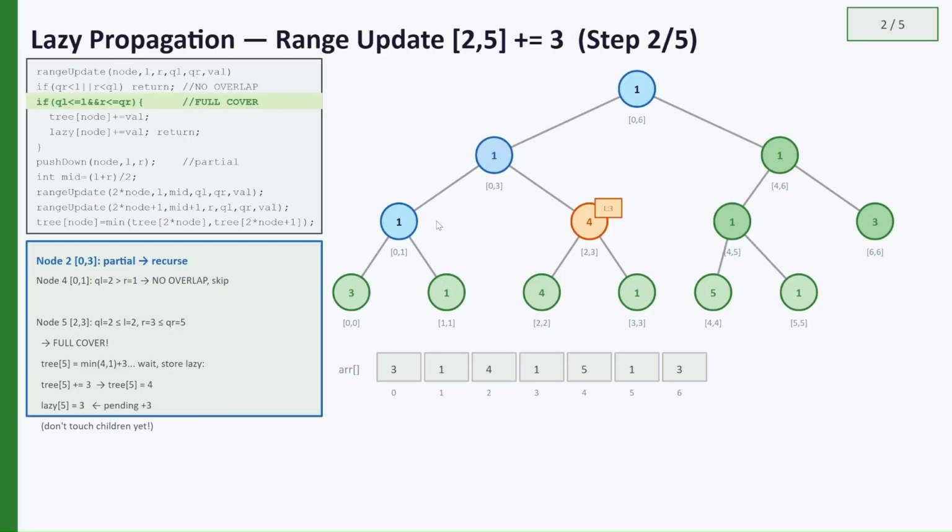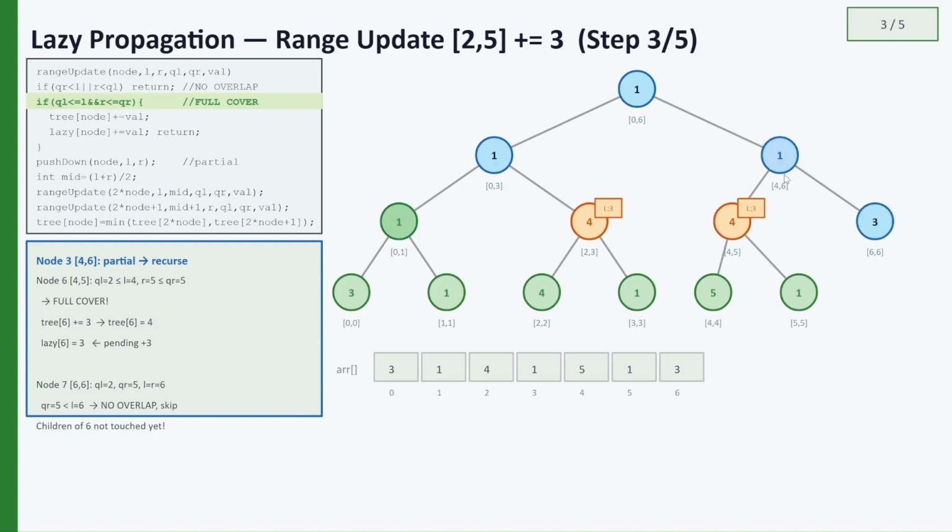Node 4, covering 0 to 1, has no overlap with 2 to 5 at all. We skip it immediately. Node 5, covering 2 to 3. Here is the key moment. 2 to 5 fully covers 2 to 3. So instead of recursing into node 5's children, we do exactly 2 things. Add 3 to tree 5 and store lazy 5 equal to 3. The orange badge here on the node is the pending marker. Node 5's children are still untouched.